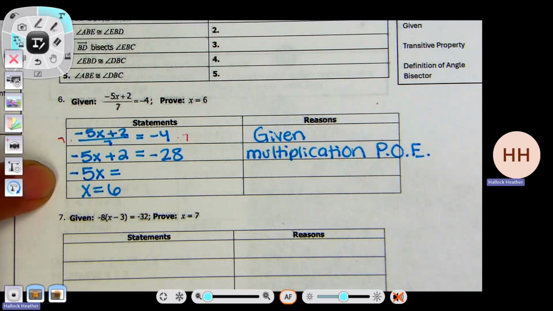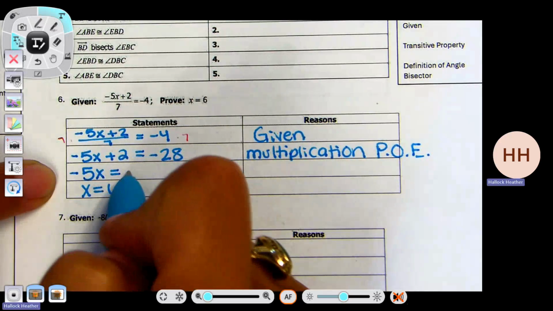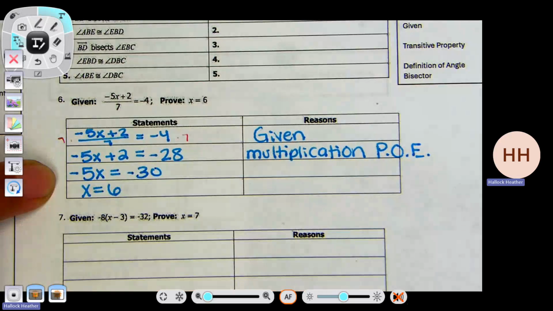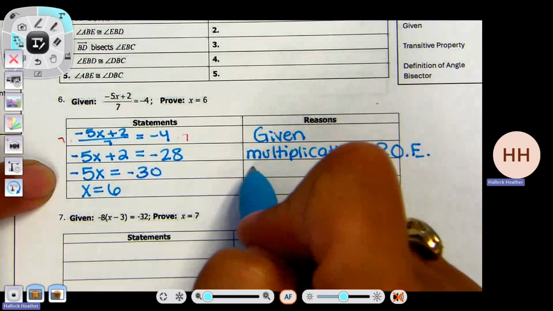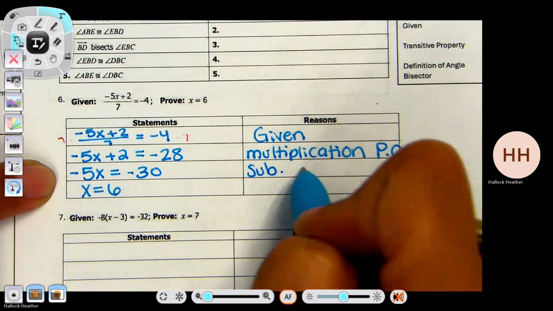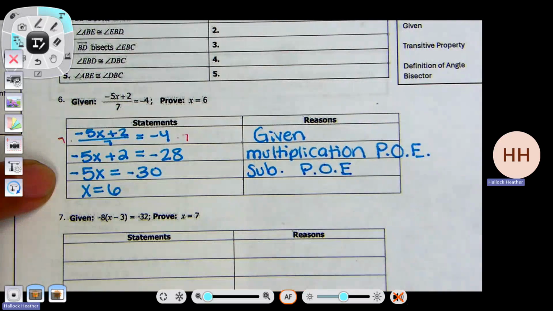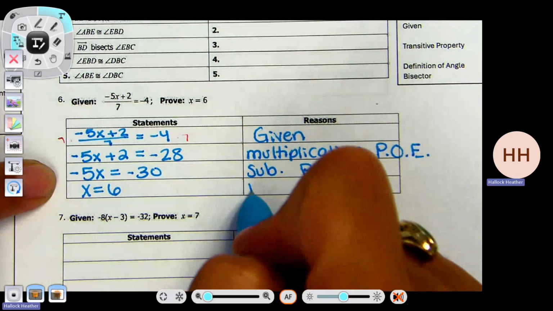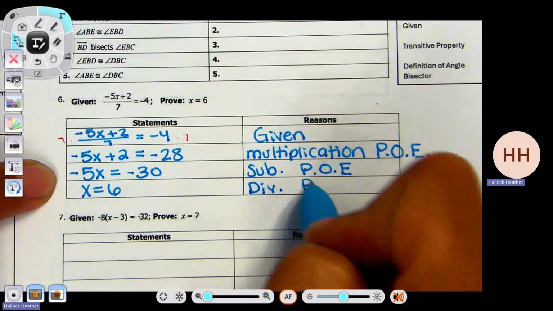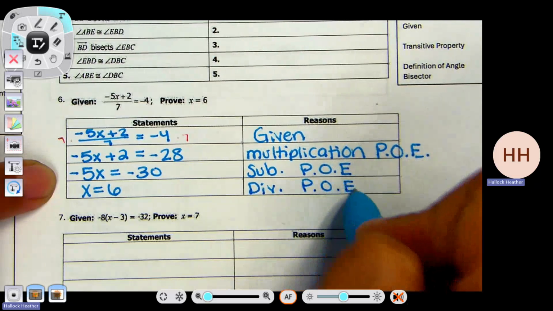Not 0. Negative 30, because you're subtracting 2 from negative 28. So that's subtraction property of equality. And then what would be the last step? Division property of equality. So anyways, that's the old stuff. Let's go to the new stuff.